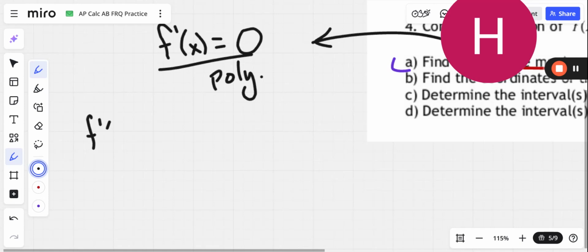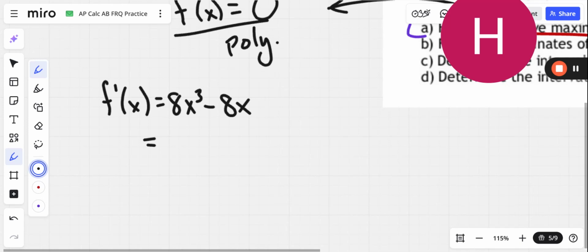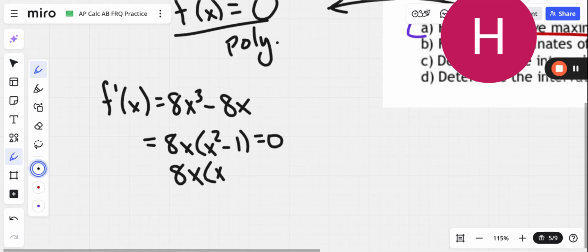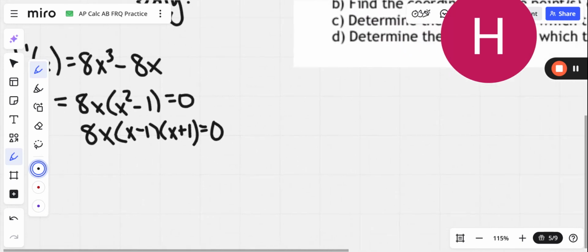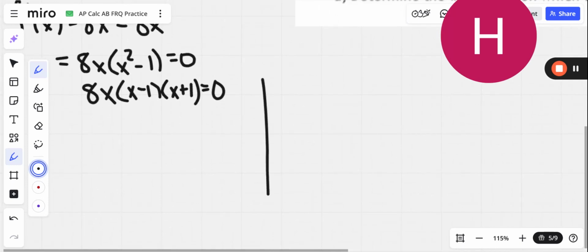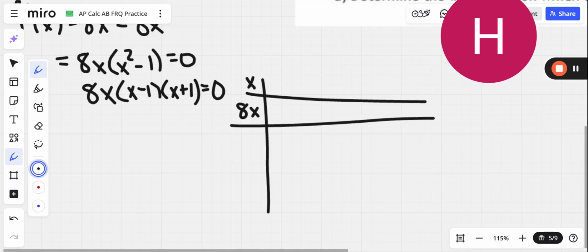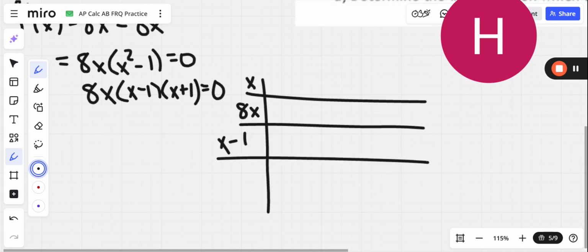Let's take the derivative, shall we? So this is going to be 8x cubed minus 8x. Look at that. And we're going to factor this up, cut it up, so that we can set this equal to 0 and find what values are going to give us 0. And of course, we can get this on a good old chart to analyze. I don't think the chart is absolutely necessary here, but it's a learning opportunity. This is how you can analyze minimum and maximum behavior, by putting the factors of the derivative on a chart.